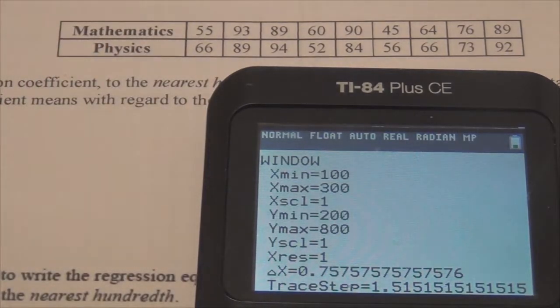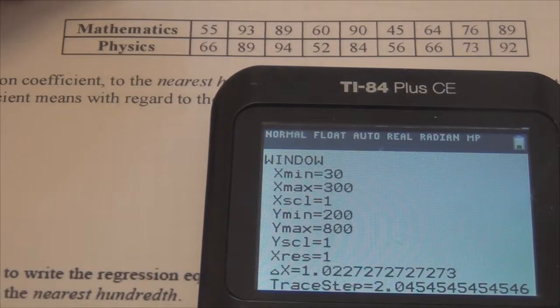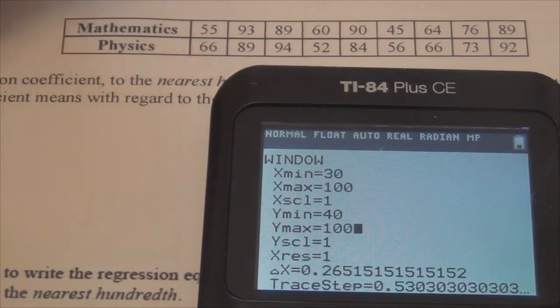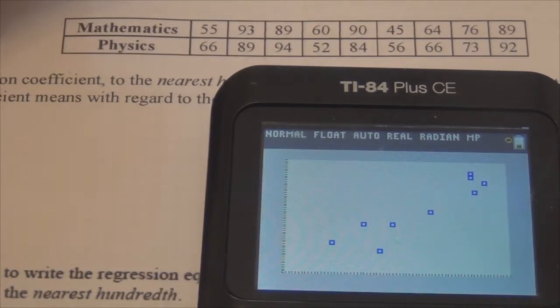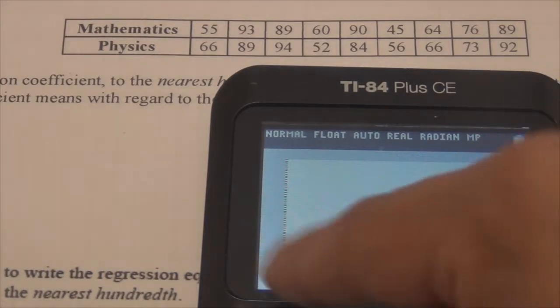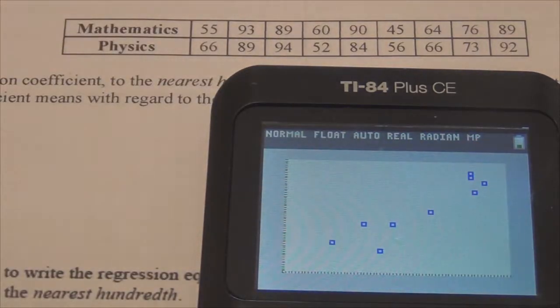I'm gonna actually plot the points. I need to see what the behavior is, so let me adjust the window. Minimum value, so let's start with 30. Maximum value, let's say 100. 40. 100. So it looks like it doesn't have an exponential behavior. It seems like a linear model will actually be the best model. So then let's do that.